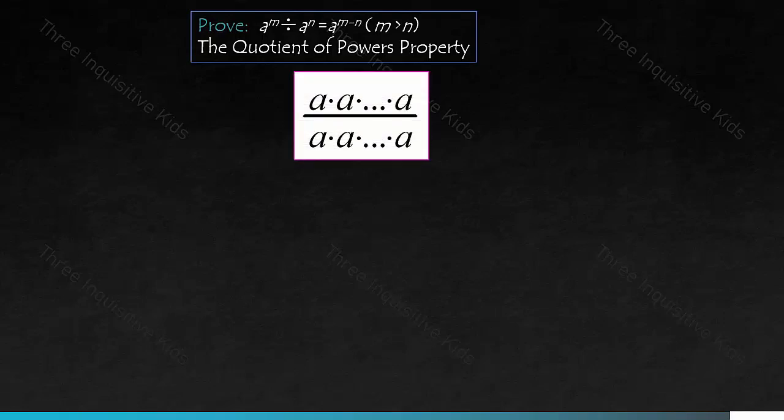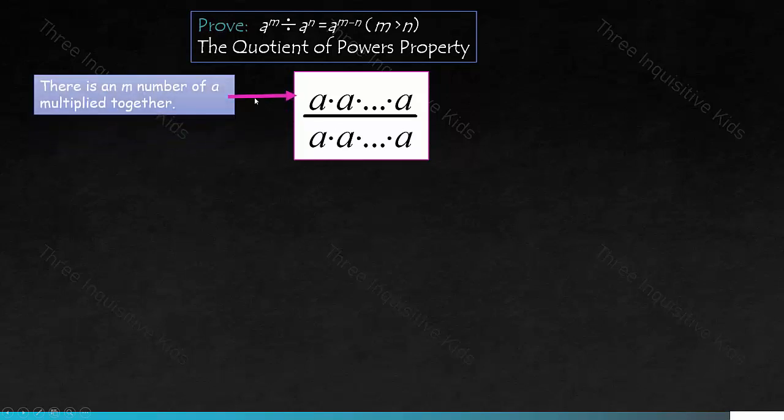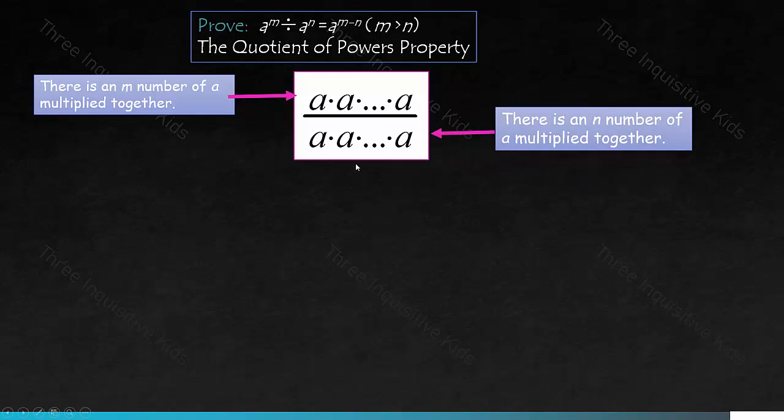So this equation right over here is the quotient of powers property, and this is what we're going to be learning today. a to the mth power divided by a to the nth power equals a to the m minus nth power. So we can rewrite the division sign as this big line over here, as what you would see in a fraction. On the top over here, there is an m number of a's getting multiplied together. And on the bottom, there is an n number of a's multiplied together.